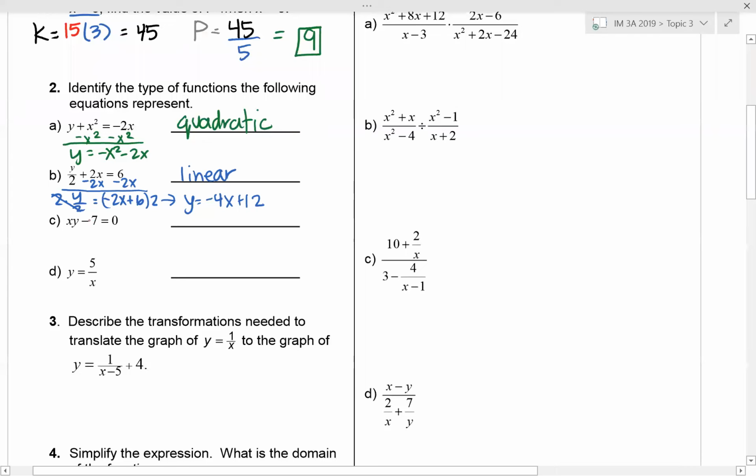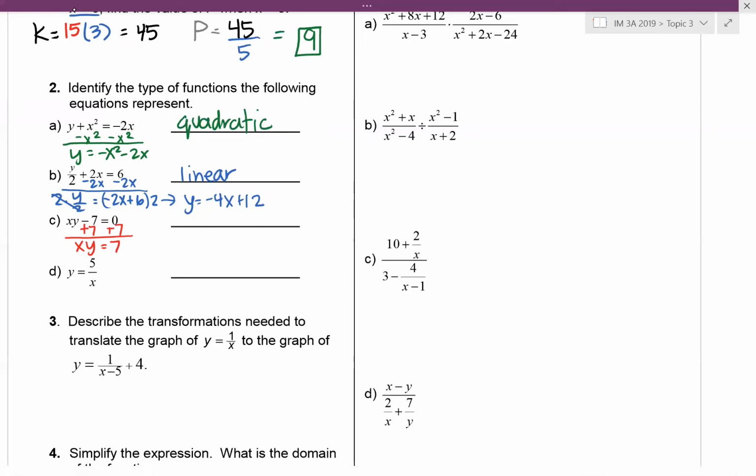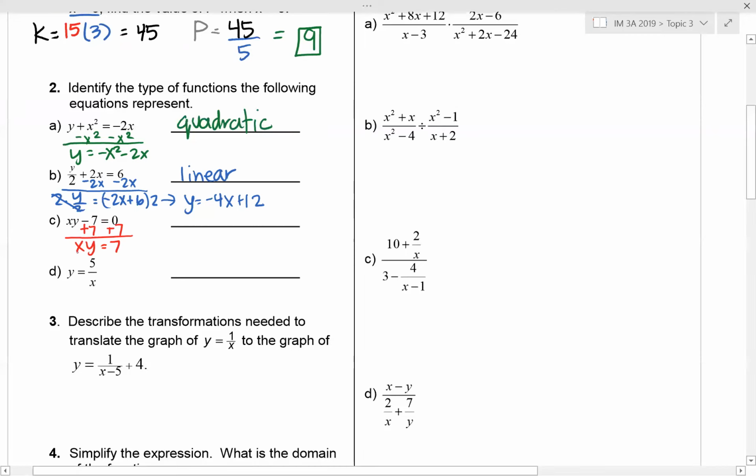xy minus 7 equals 0. If I were solving this for y, I would add 7, which would give me xy equals 7, and then I would divide by x. So that gives me y equals 7 over x, which is inverse variation.